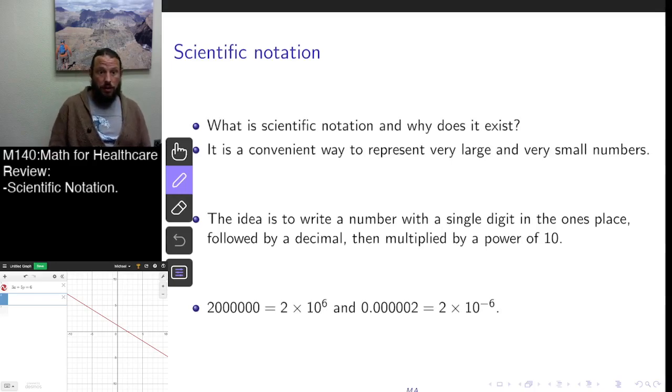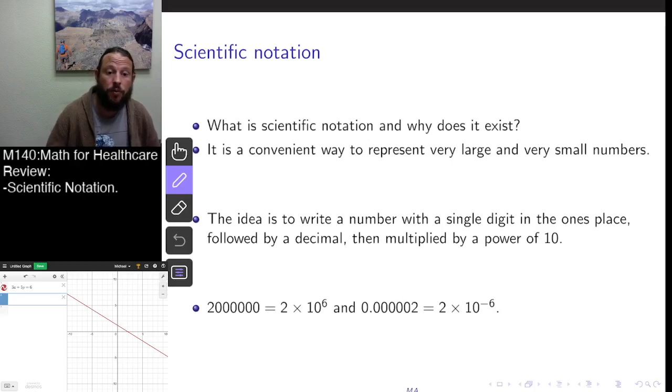of things. The idea is to write a number with a single digit in the ones place, okay, followed by a decimal, and then multiplied by a power of 10, which tells you how many zeros there are, so to speak. All right, so for instance here, this first one is 2 million. And that is 2 times 10 to the 6th. Right? There's 6 zeros. It's a 2 times 10 to the 6th.